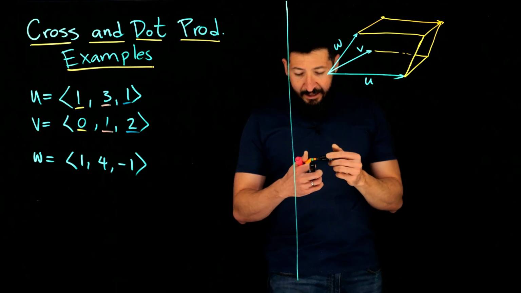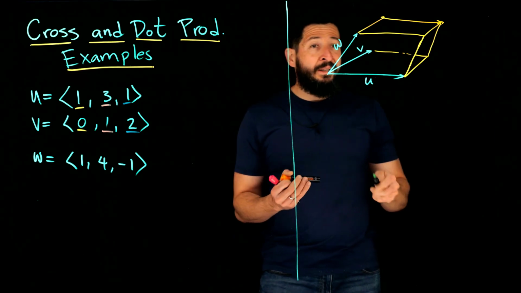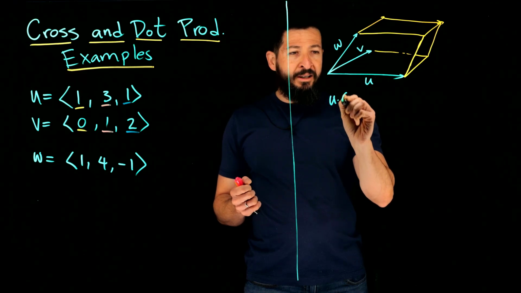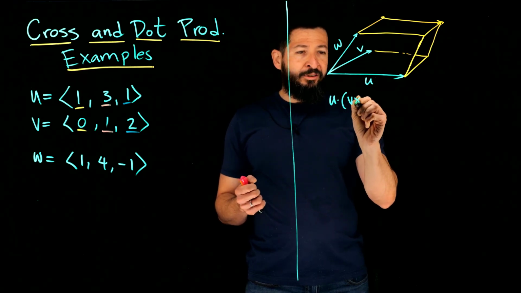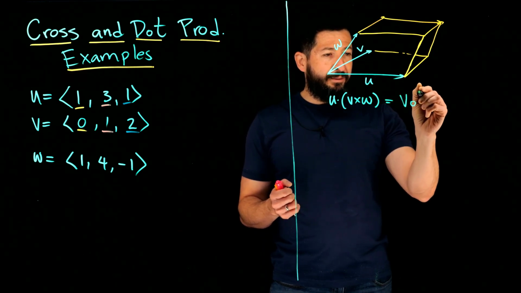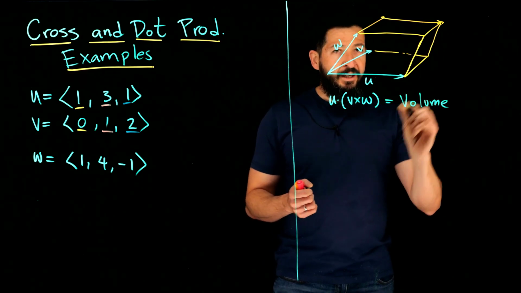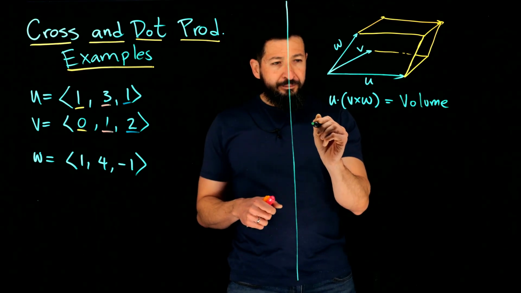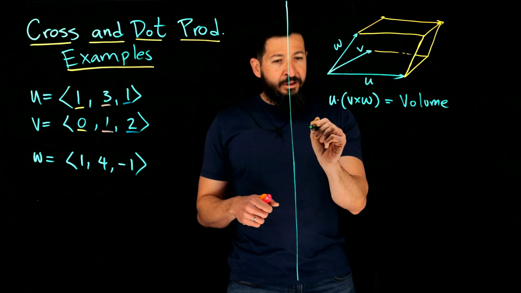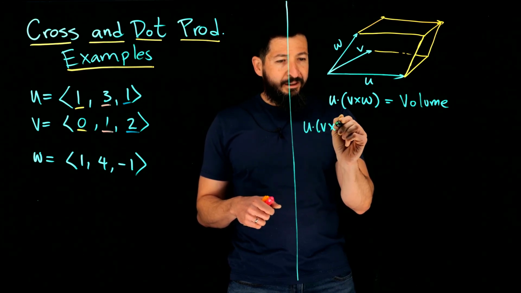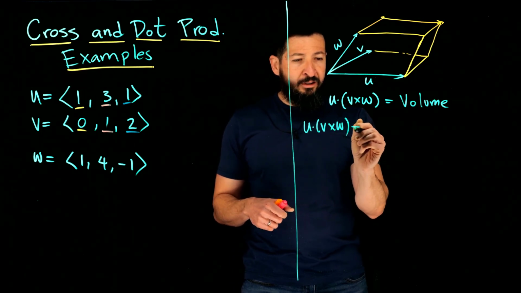Fancy word, isn't it? And that triple product of u dot v cross w tells you the volume of this parallelepiped. And how do you compute it? Well, as we said, you just have to do the determinant of that matrix, but using all of the numbers.